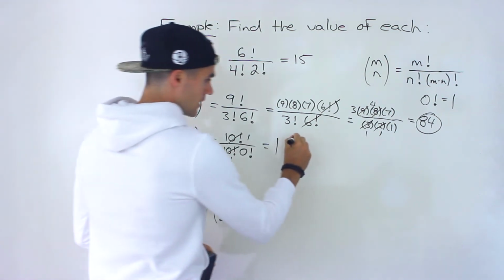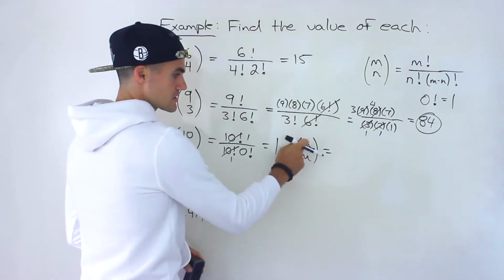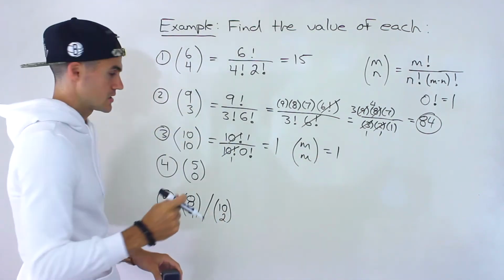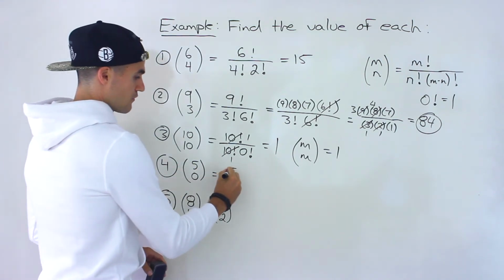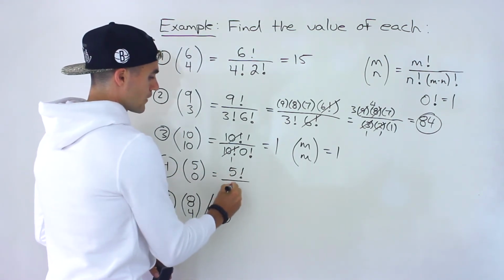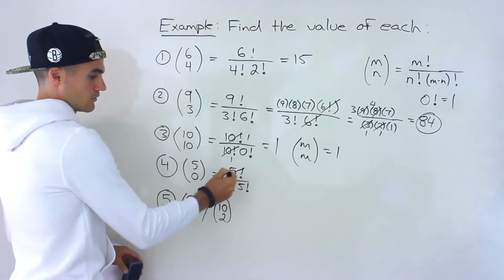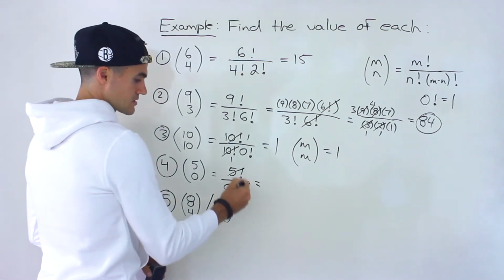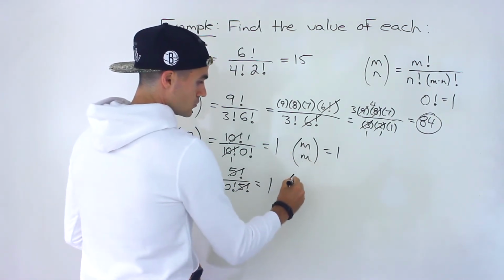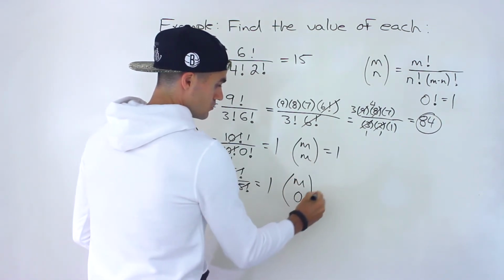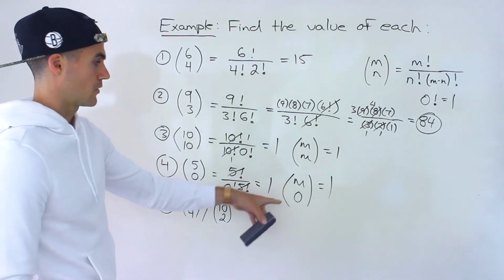And in fact, just in general, whenever you have m choose m, whenever these are the same, that's always going to equal 1. And then 5 choose 0, this is going to be 5 factorial over 0 factorial. And then 5 minus 0 is 5 factorial. Notice these cancel out. And so again, we're just left with 1. And so in general, the rule is whenever you have m choose 0, that's always going to equal 1 as well. All right, so you may want to write these rules down.